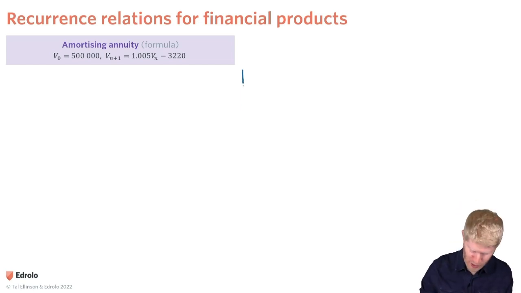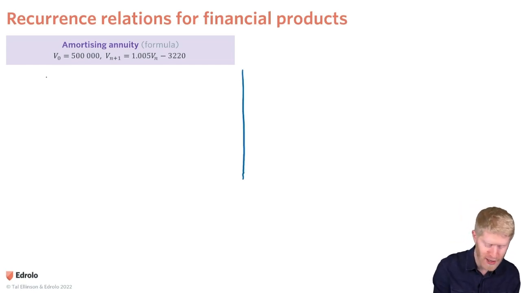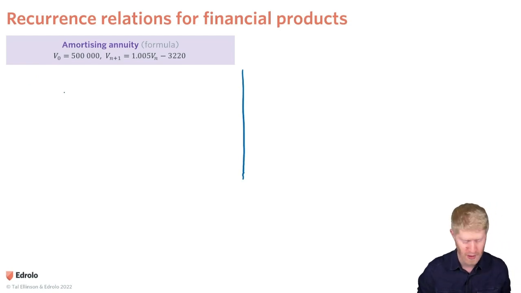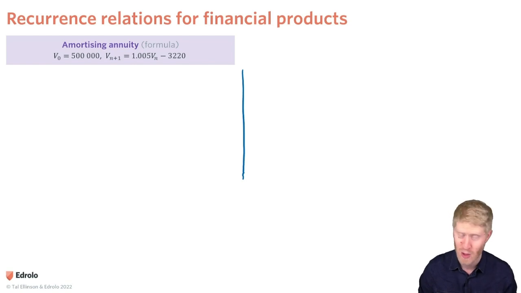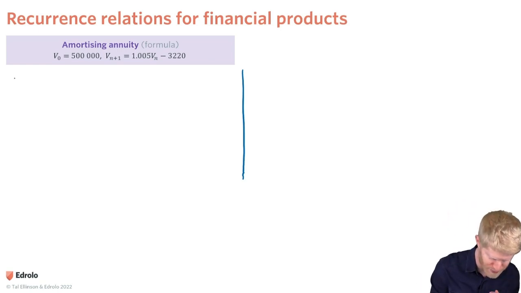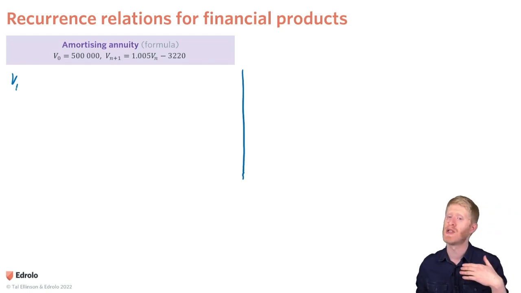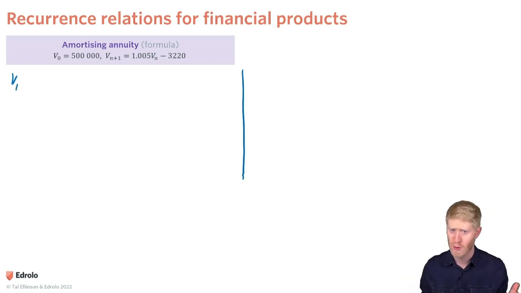Let's jump into this recurrence relation and see what it can tell us. V0 is $500,000. This means that over the course of someone's working life, they've saved up $500K. $500K is a decent amount. Either they've had an above average salary or they've been making extra repayments during their working life. Either way, well done. Let's work out V1. How much would be in this financial product, what the balance would be after 1 month.